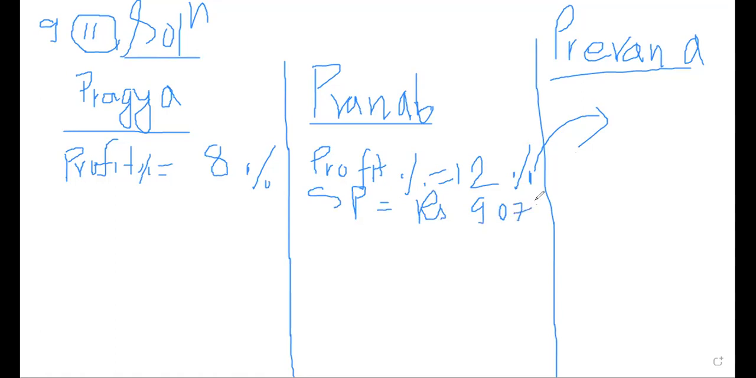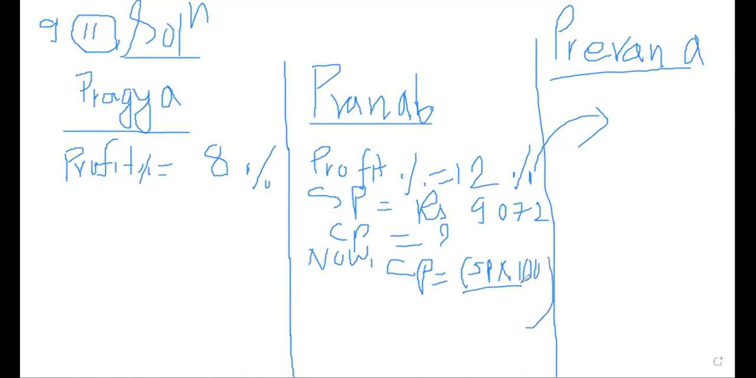9,072. Okay. Now, children, look here. From this Pranav only, what is missing there? CP is missing. Can you find out CP from Pranav? Please solve. Everybody solve. CP equals SP into 100 divided by 100 plus profit percentage.